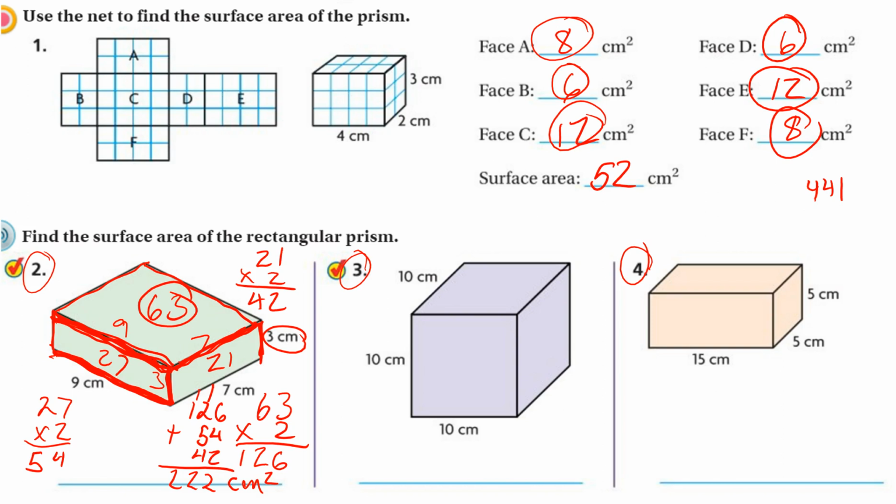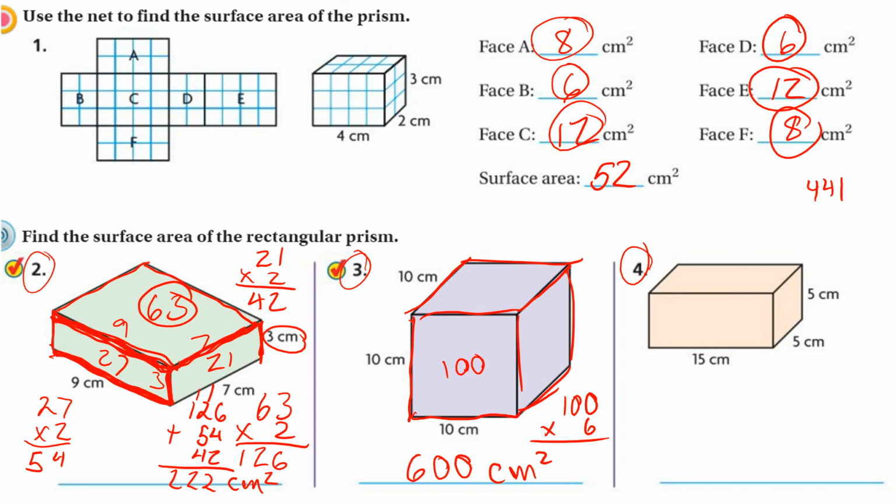All right, let's look at number 3. Now you'll notice on number 3, all the lines are the same length. So this is a perfect cube. So kind of like our little word problem before. 10 times 10 is 100, and that means all 6 of the sides are going to have an area of 100. So to find the total area, we can take 100 and multiply it by 6, because there's 6 sides. So this one was real easy. 600 centimeters squared. Done.